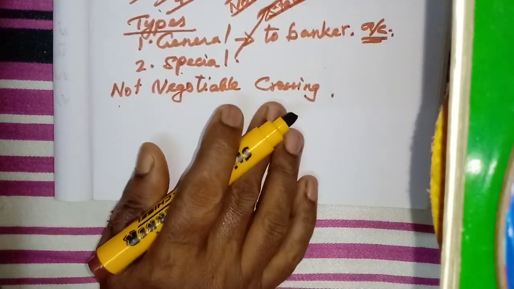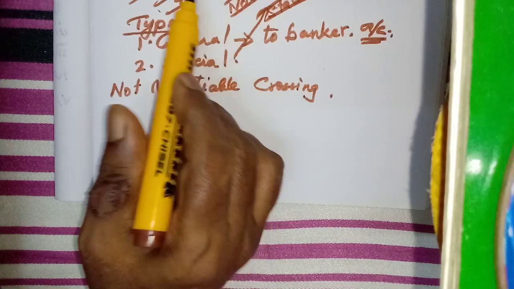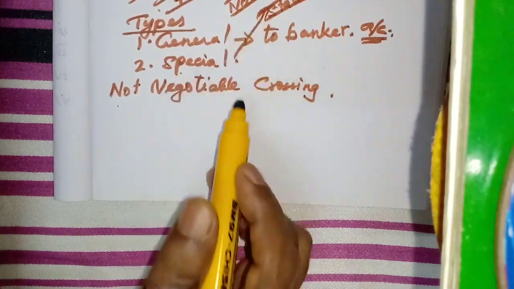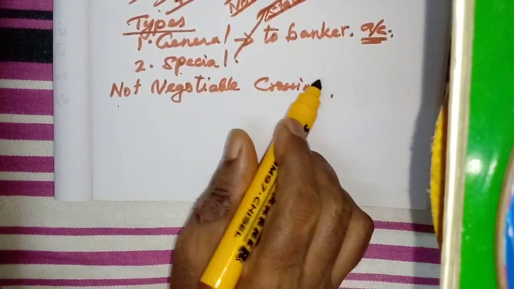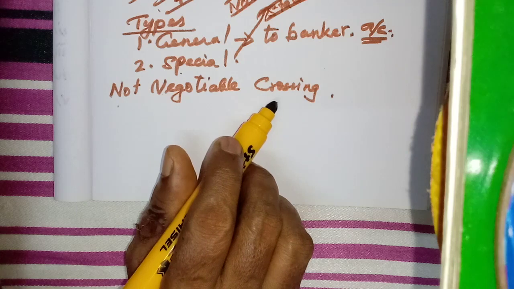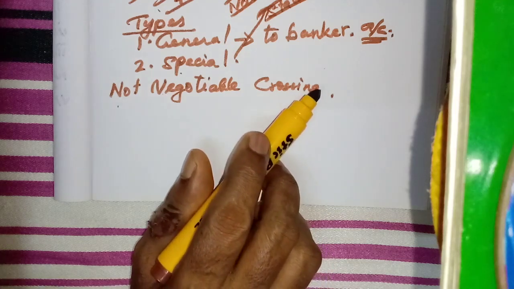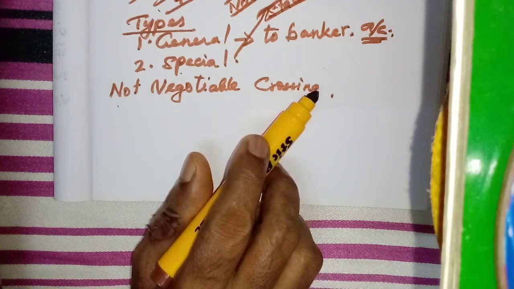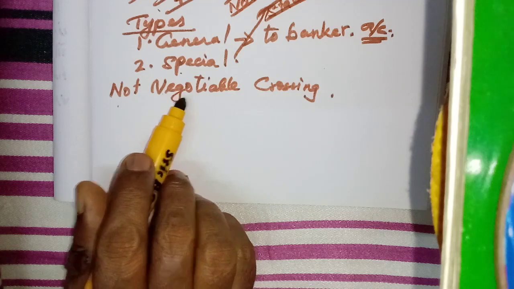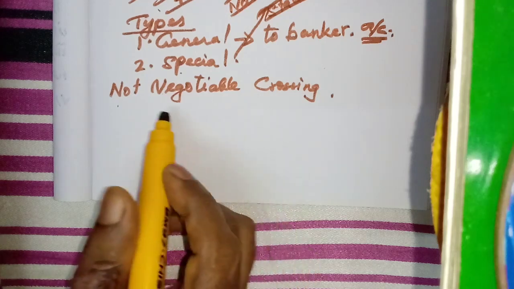Next one, not negotiable crossing. Here this "not negotiable" will be written either in the general crossed check or the special crossing. By having these words, it doesn't mean that we cannot transfer the title of the check. We can transfer. If the check's owner wants, the owner can transfer the check to another person, but these words do not have much importance in that check. Even though the words are there, the check is transferable only.